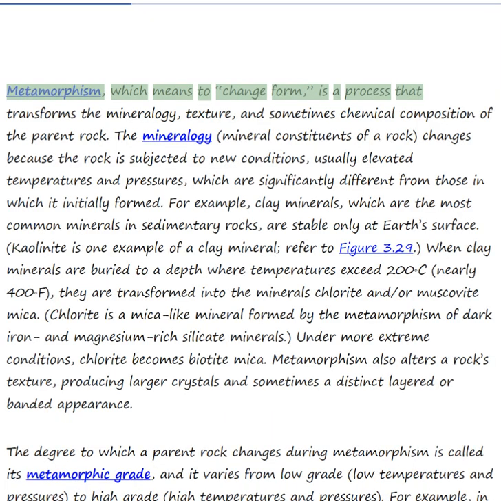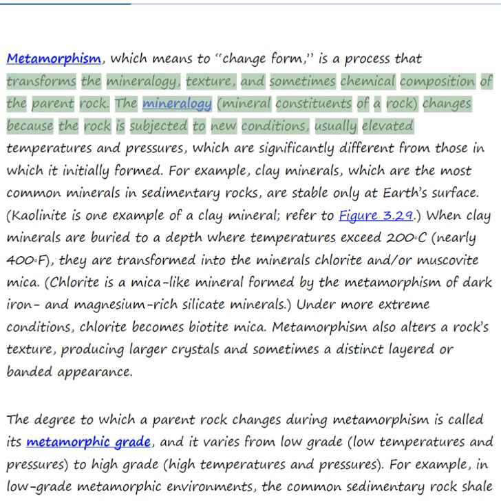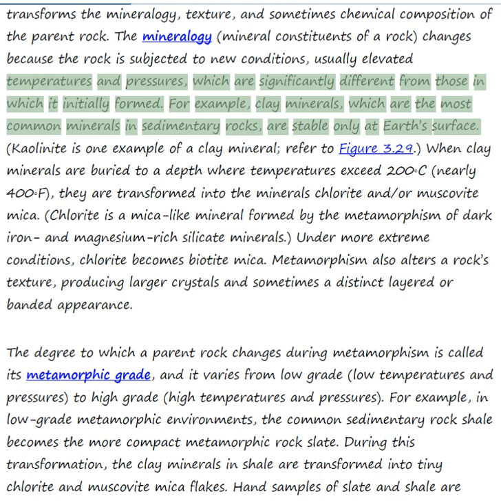Metamorphism, which means to change form, is a process that transforms the mineralogy, texture, and sometimes chemical composition of the parent rock. The mineralogy changes because the rock is subjected to new conditions, usually elevated temperatures and pressures, which are significantly different from those in which it initially formed.